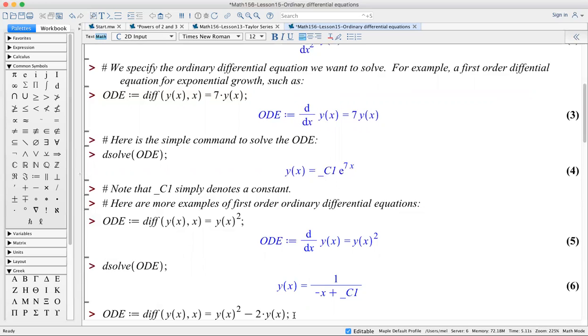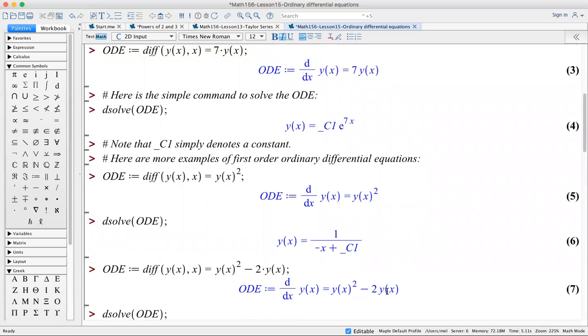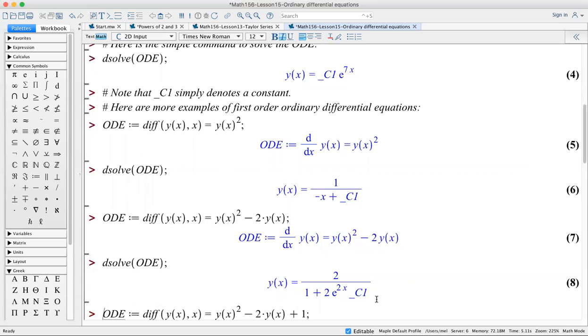Here's another differential equation. It's dy dx is y squared minus 2y of x. So again, this is separable. You could do it by hand. It's a little bit of work. But if you say to Maple, solve the ODE, ordinary differential equation, there it is. Wow. It just did it for us. It's 2 over 1 plus 2 times some constant, whatever it might be, a general constant, e to the 2x.